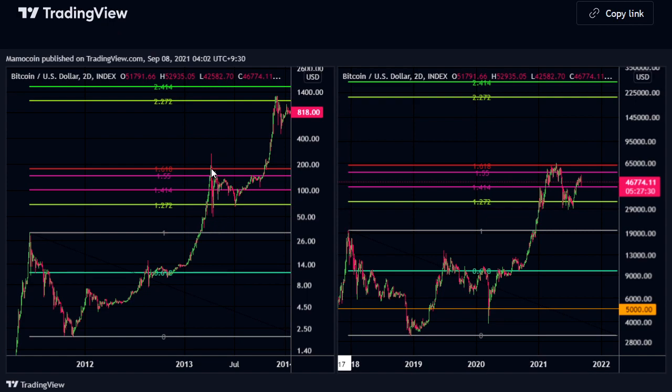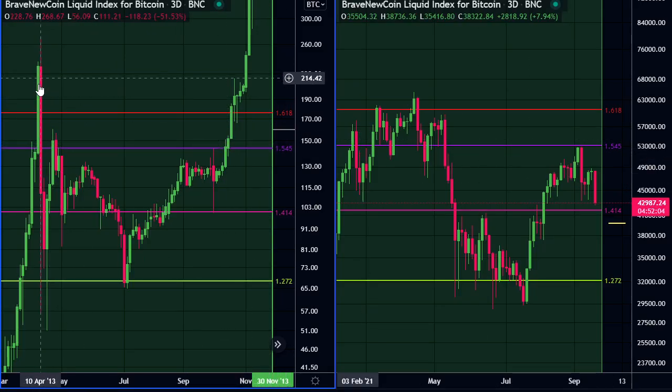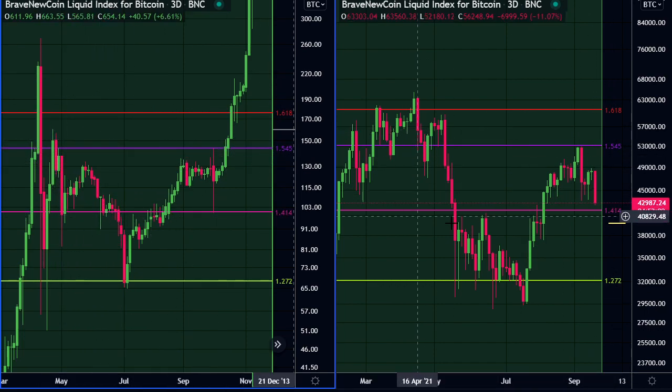around the 1.618 level. We came back to the 1.272 level, and quite similar in this cycle using the previous bull market peak to the bear market low. We came up to that 1.618 level, back down to the 1.272, and we're projecting to go to the 2.272 level. So now I've just zoomed into that mid-cycle pullback. This is the 2013 bull run on the left. This is the current bull run and the mid-cycle pullback.